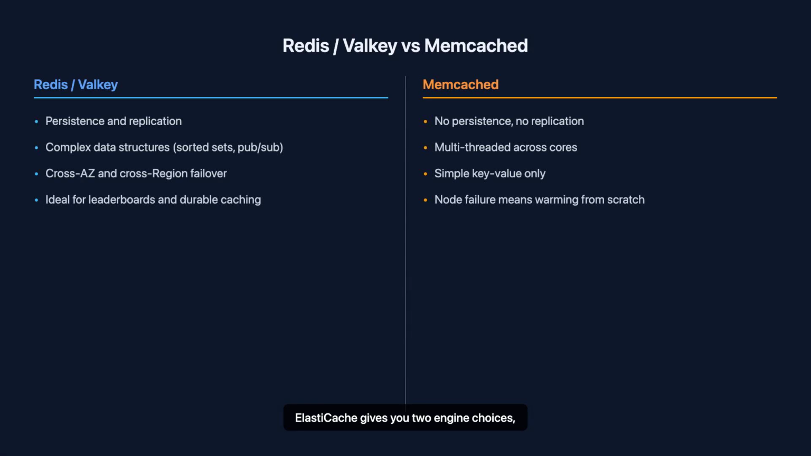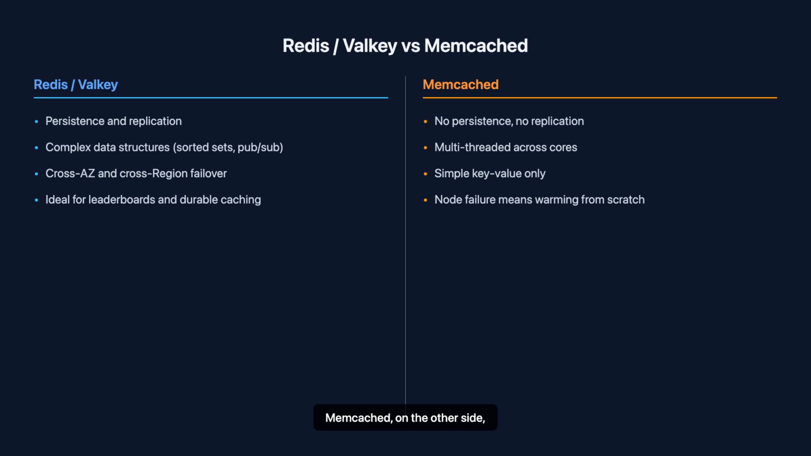ElastiCache gives you two engine choices, and the keywords separate them cleanly. On the Redis side, you get persistence and replication, complex data structures like sorted sets and publish-subscribe, and failover across availability zones and regions. That richness is exactly why Redis is ideal for leaderboards. A sorted set is built for ranking and for durable caching.